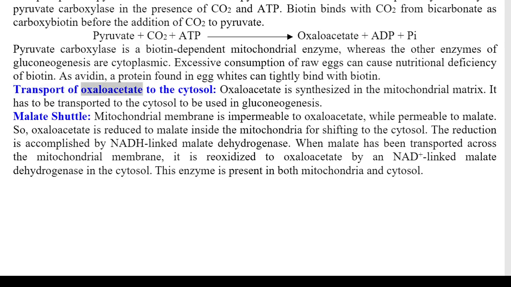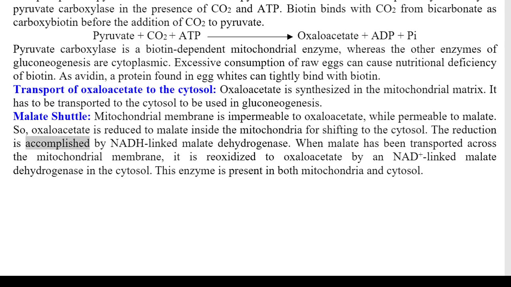Transport of oxaloacetate to the cytosol. Oxaloacetate is synthesized in the mitochondrial matrix. It has to be transported to the cytosol to be used in gluconeogenesis. Malate shuttle. The mitochondrial membrane is impermeable to oxaloacetate, while permeable to malate. So, oxaloacetate is reduced to malate inside the mitochondria for shifting to the cytosol.